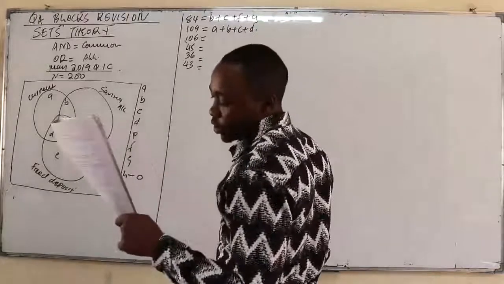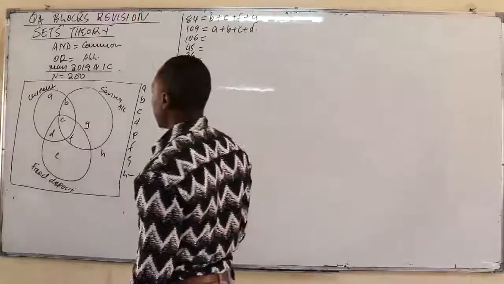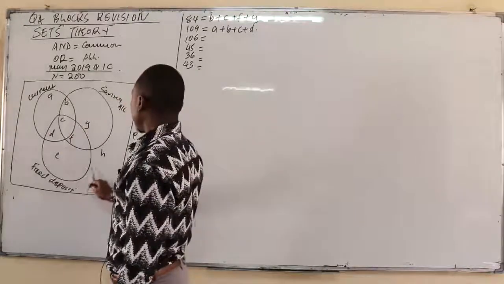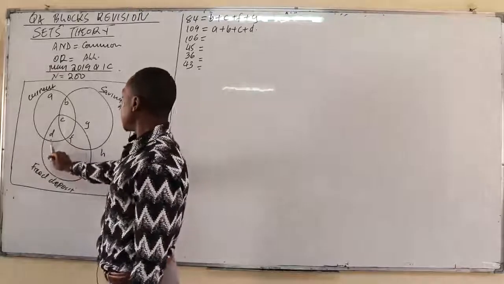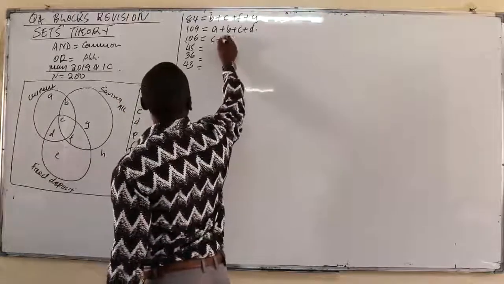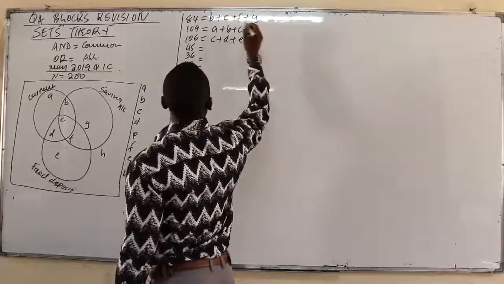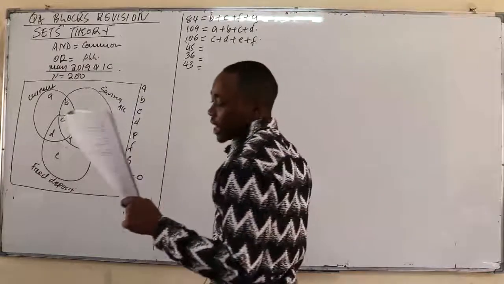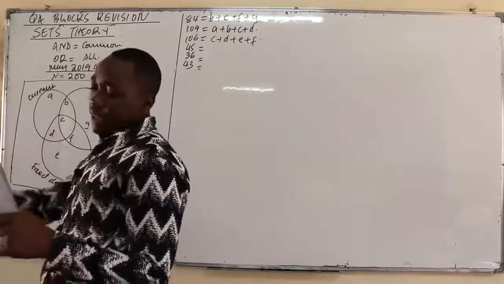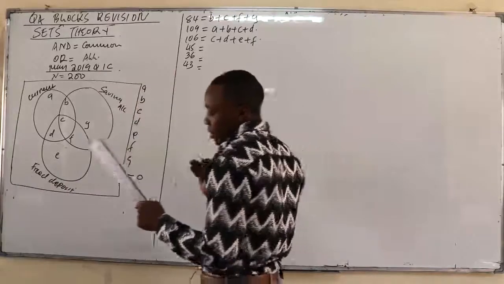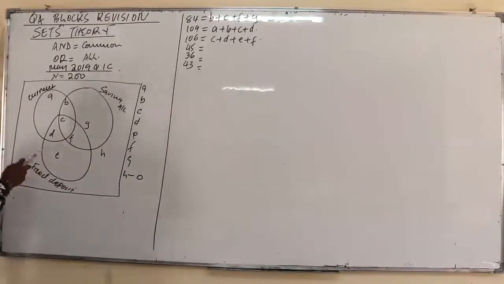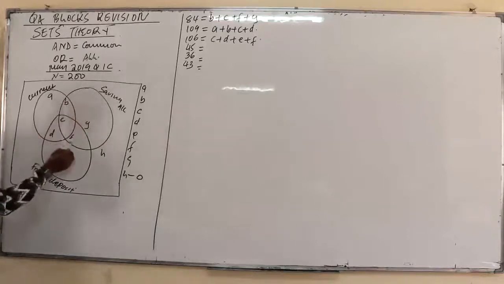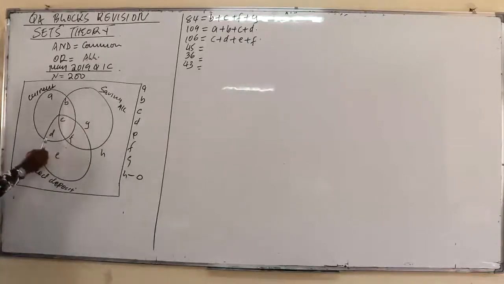Then 106 customers operate a fixed deposit account. You take all the members in the fixed deposit account. We have C, D, E, F. Then 45 customers operate both savings account and current account. In this case, they have used the word and. And means common. They are in savings and also in current. Take the joining point, savings and current. That's B and C.